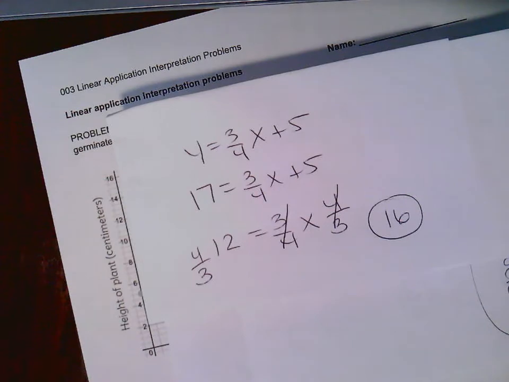Do you think this is reasonable? Do you think that a plant could be 38 centimeters tall? I think so, right? A meter stick is 100 centimeters long, so not even a whole meter stick, and this is a bean plant. So do you think it's reasonable? I think so. What's a reasonable domain?